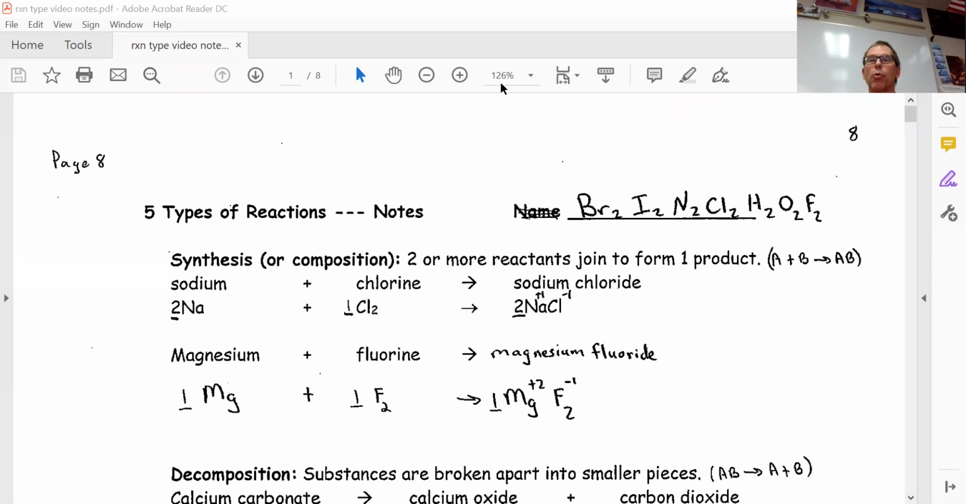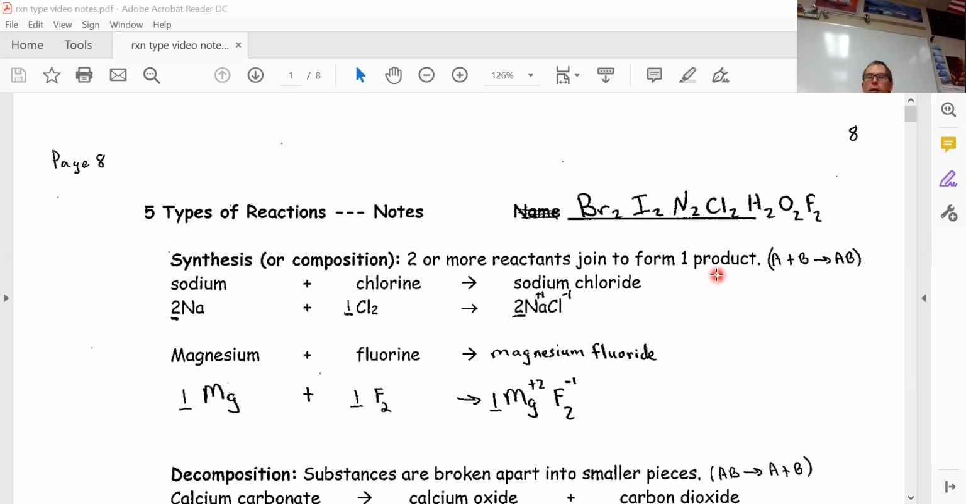In this video, we are going to look at reaction types, and there are 5 different reaction types. I think we're just going to start with the first one, which is synthesis or composition, when you take 2 or more reactants and they join together to form one product.